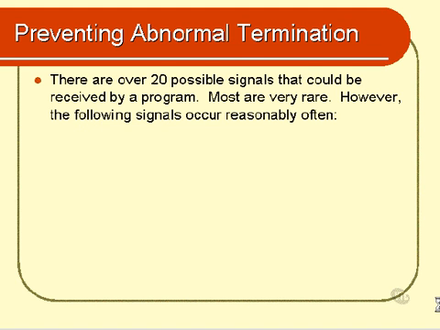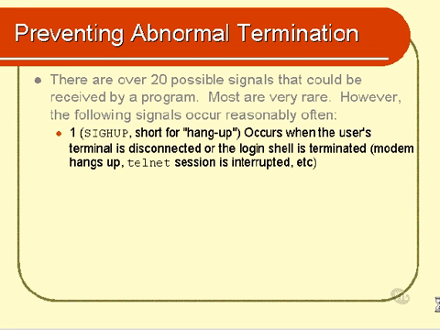So I need to mention the different types of signals that are available. I'm not going to go through all of them because there's a great deal of them, and they actually vary from one Unix to the next. There's typically over 20 of them, and most of them you'll never see in the course of your programming life. But there are a few that do occur reasonably often, and I'll tell you what they are and when they typically come up. The first is signal number 1, which is what we call the SIGHUP signal, where HUP is short for hang up, and that occurs whenever the user's terminal is disconnected or the login shell is terminated. That can happen when the modem you're connected to hangs up, or a telnet session is interrupted, or the network goes down, or your terminal becomes unplugged, or whatever.